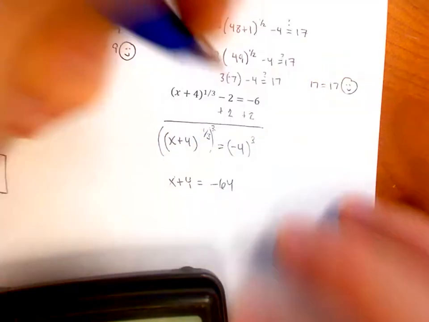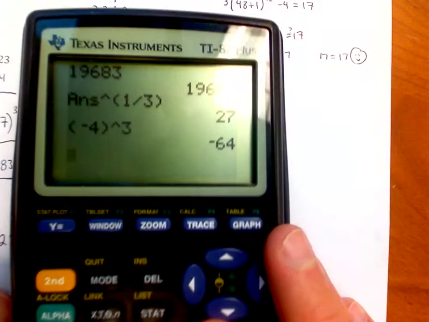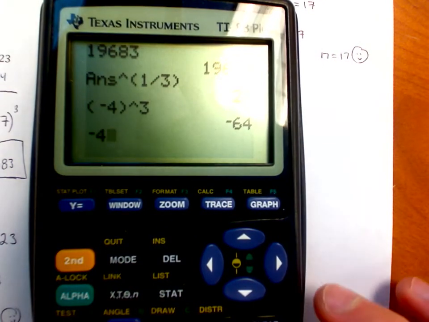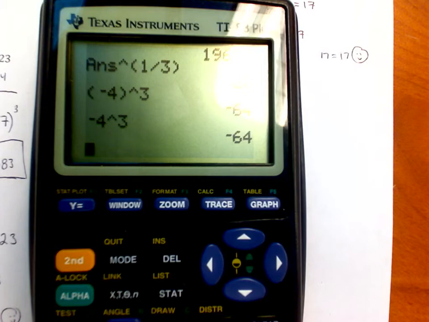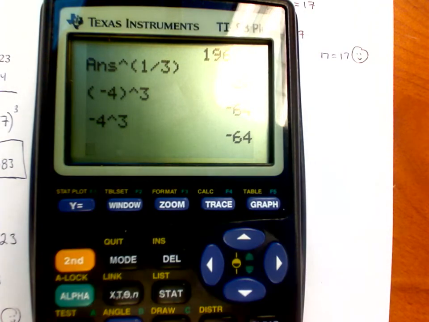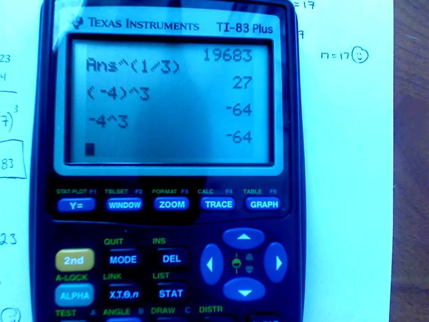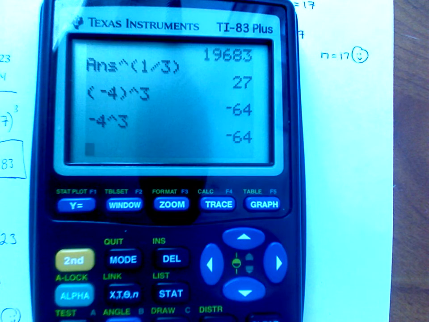There's a tendency for people to type it in like this, -4 raised to the 3rd power, and you get the same thing. Okay, you get lucky in this case, all right? But I want you to be careful that whenever you do these problems, it's actually the top way that's correct. We need to do the -4.